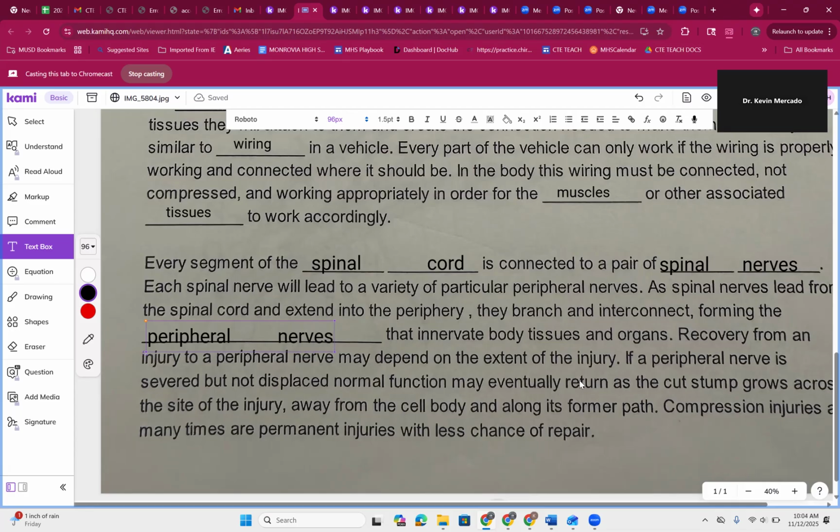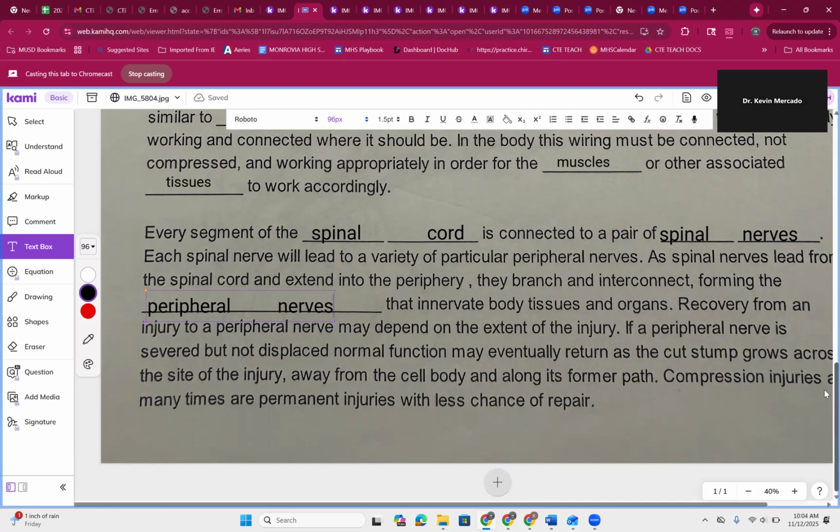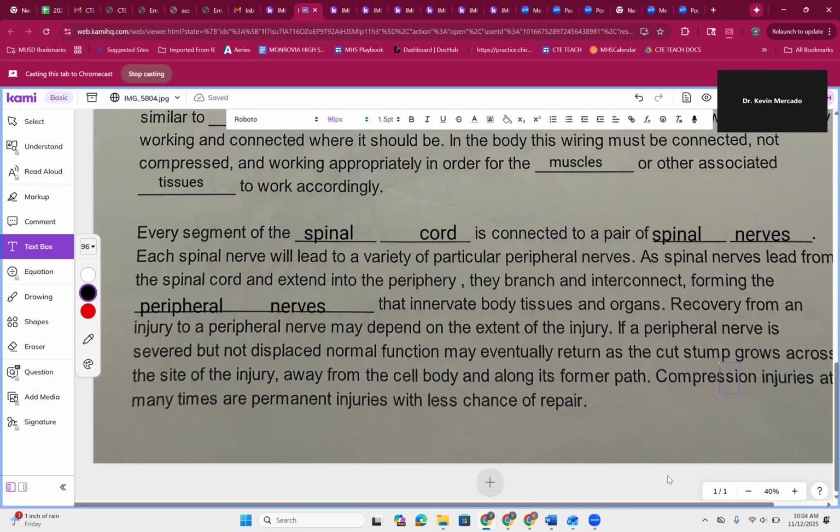Recovery from injury to a peripheral nerve may depend on the extent of injury. If a peripheral nerve is severed but not displaced, normal function may eventually return as the cut stump grows across the site of the injury away from the cell body. And compression injuries many times are permanent injuries with less chance of repair. All right, so we'll stop there.